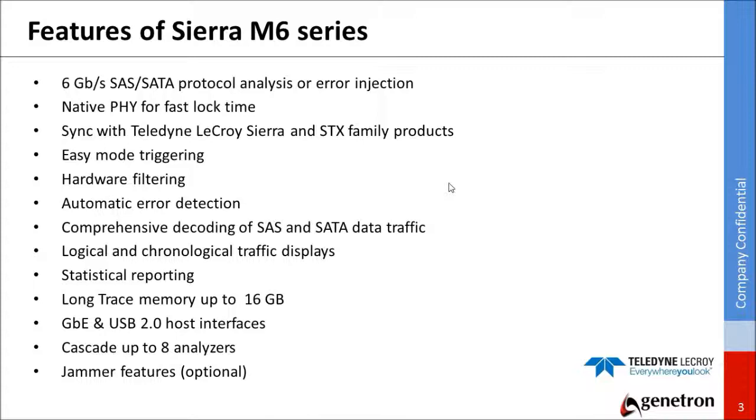All SATA M6 systems come standard with both GbE and USB 2.0 interface ports for maximum flexibility in connecting to the host machine running the analysis. All SATA M6 systems are able to cascade up to 8 analyzers. The jammer feature allows engineers to verify error recovery characteristics of their design.